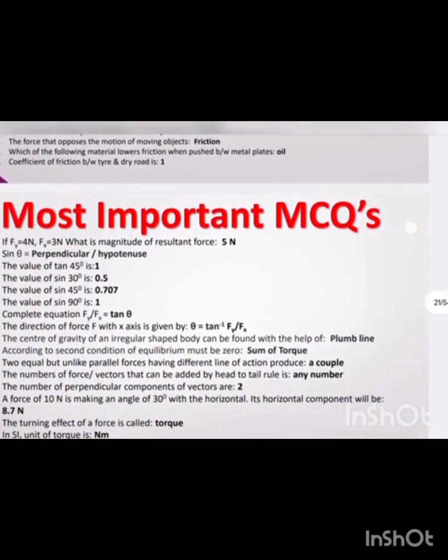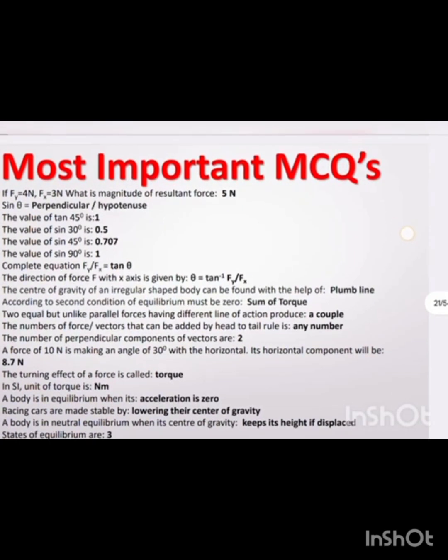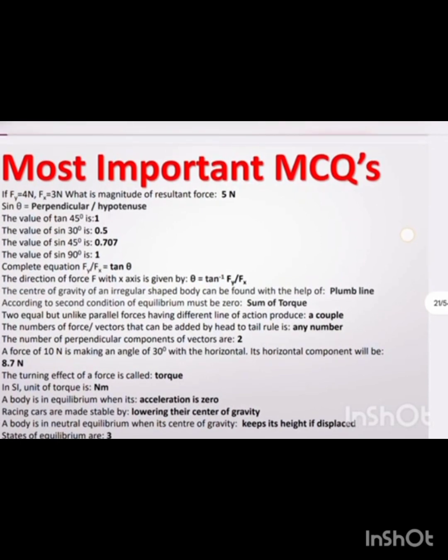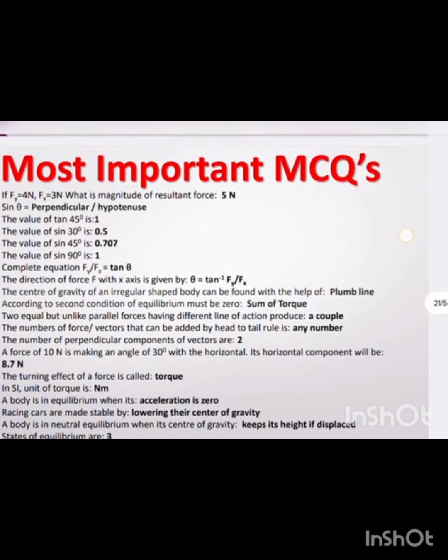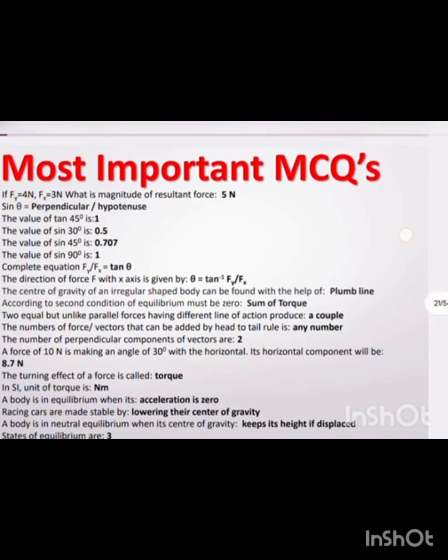If Fy is equal to 4 Newton and Fx is equal to 3 Newton, what is the magnitude of resultant force? 5 Newton. Sin theta is equal to perpendicular over hypotenuse. The value of tan 45 is 1, value of sin 30 is 0.5, sin 45 is 0.707, sin 90 is equal to 1. Complete equation is Fy over Fx is equal to tan theta. The direction of force with the x-axis is given by theta is equal to tan inverse of Fy over Fx.